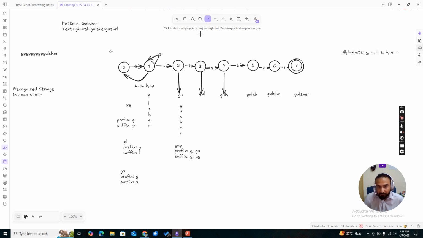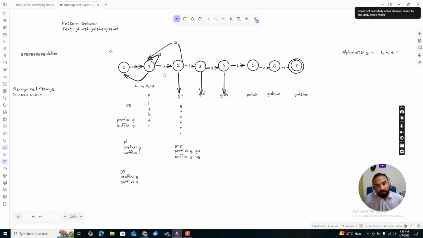If within the second state, let's say GU has occurred and again G occurs, what will happen? Based on this identification and the matching of G and G, we have identified that we will roll back to the first state. If we are in the second state, GU has already occurred and again G occurs, so instead of transiting to the third state, we will roll back to the first state. And on what basis have we decided that? Based on these prefixes and suffixes, right?